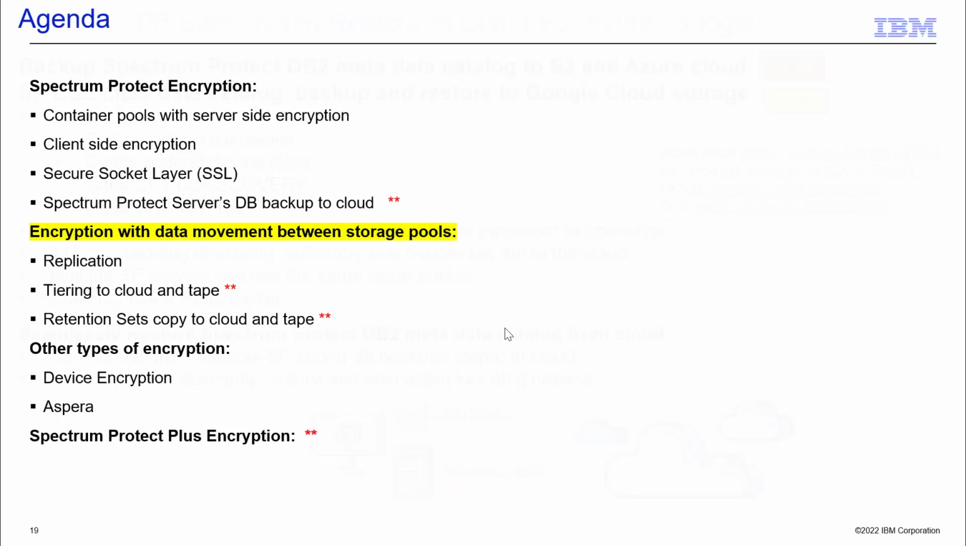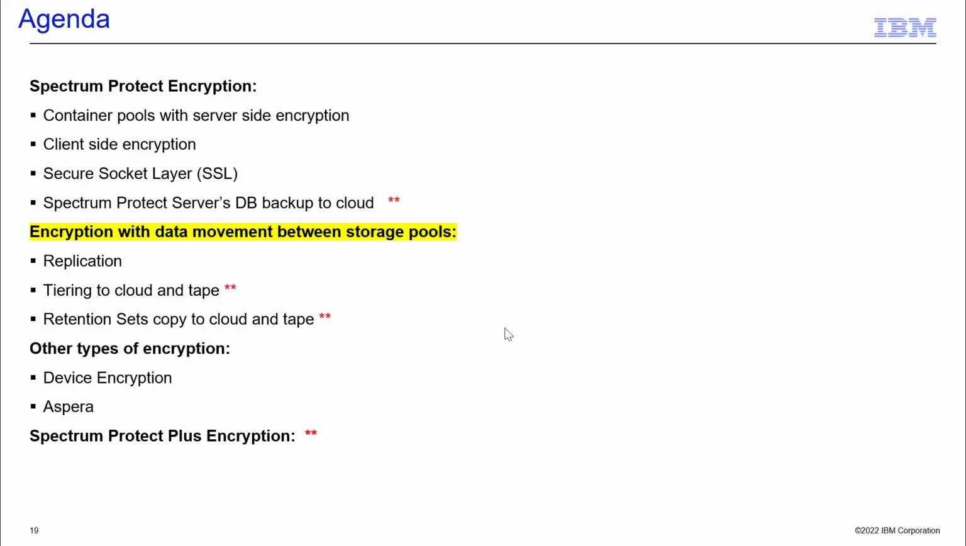Okay, now that we've talked about how Spectrum Protect can do encryption, remember we can encrypt on the Spectrum Protect server side with our container storage pools. We can encrypt on the client side with our built-in client encryption. We automatically encrypt communications between the client and server using SSL, and we provide encryption for our Spectrum Protect database backup.